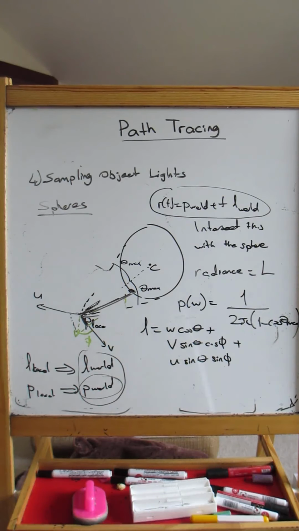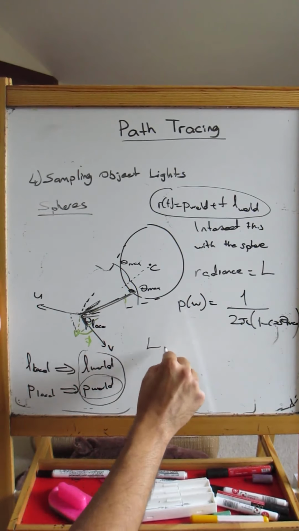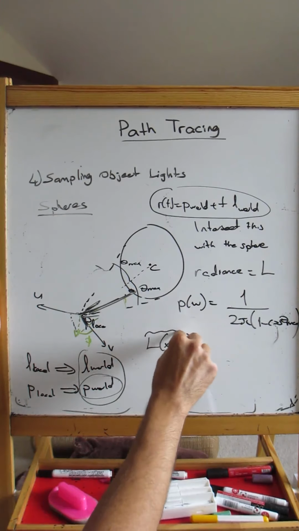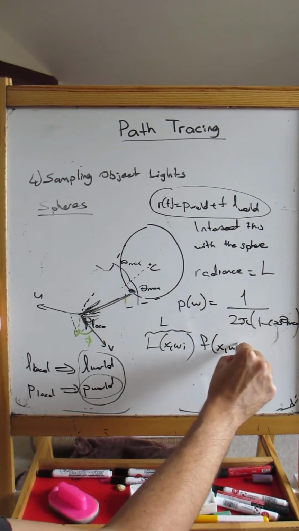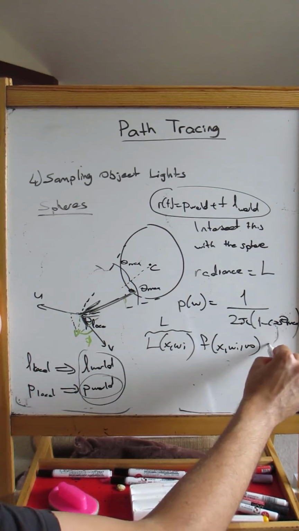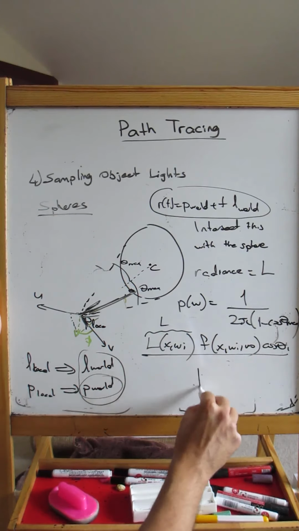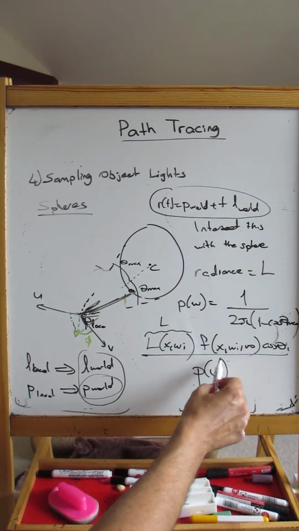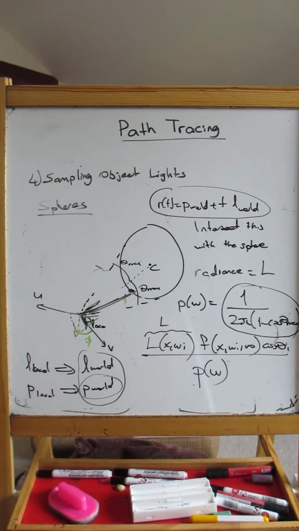Once we get the radiance and do this computation, in Monte Carlo we compute L(x, wi). This is the L that comes from this direction, multiplied with the BRDF(x, wi, wo), multiplied with cos theta i, and we divide it by the probability of sampling this direction. The probability of sampling this direction, p(w), is equal to this one.